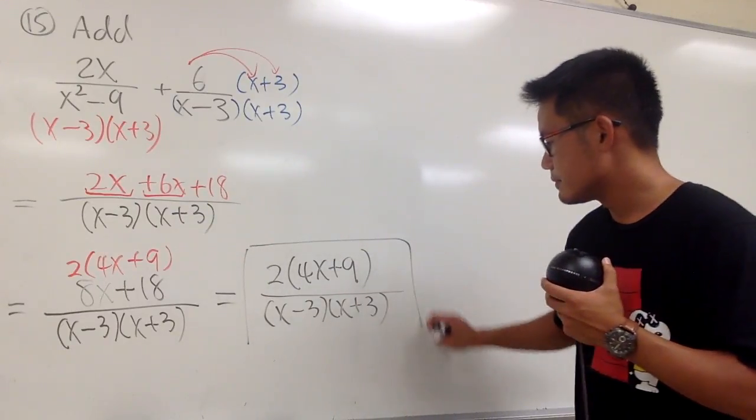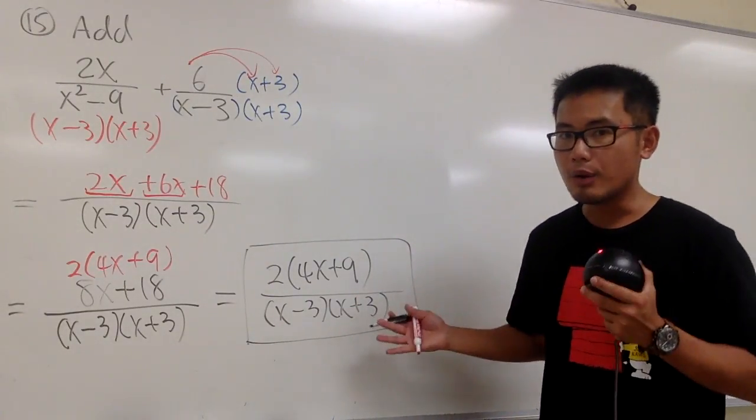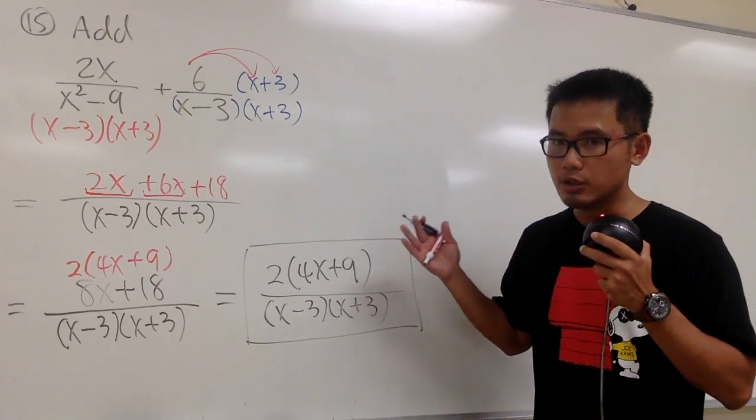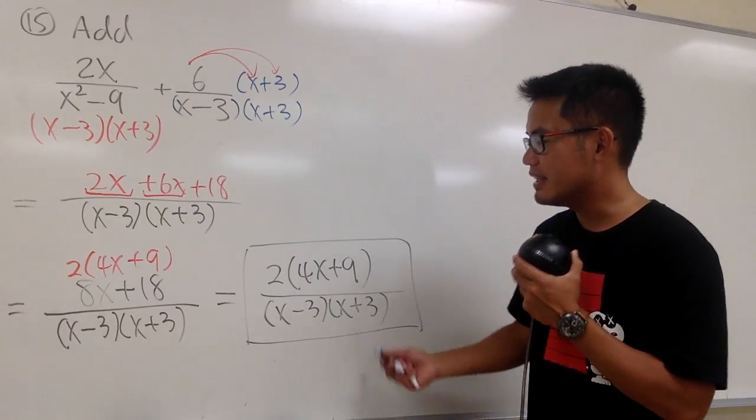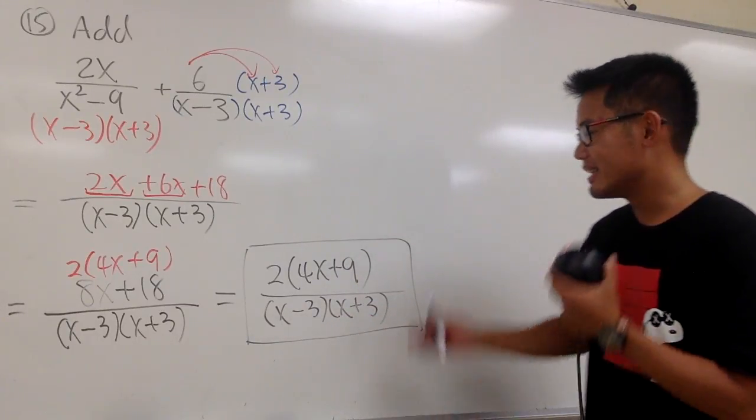So remember, we can write our answer in the factored form and usually prefer it this way because we can double check and triple check to see if there's anything that we can cancel or not. That's it for this one.